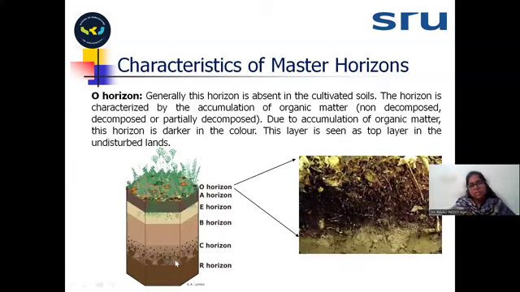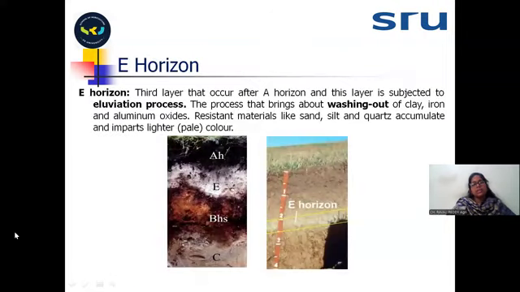Then coming to the E horizon. The E horizon is the third top layer. This layer is characterized by eluviation process, very, very important. Eluviation is nothing but washing out. What will be washed out? Aluminum oxides, iron oxides, and clay will wash out from that layer and be accumulated in the bottom layer. Due to washing out of all these, it will appear very pale in color. As you can see in this image, the E horizon is pale compared to the top and bottom horizons surrounding it.